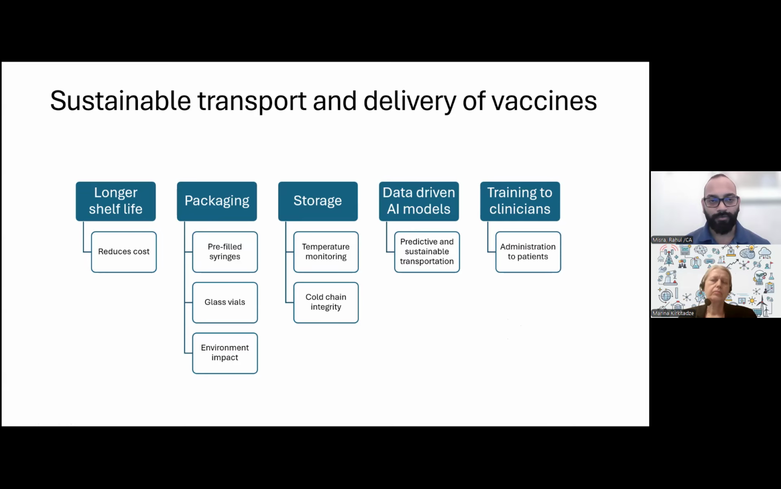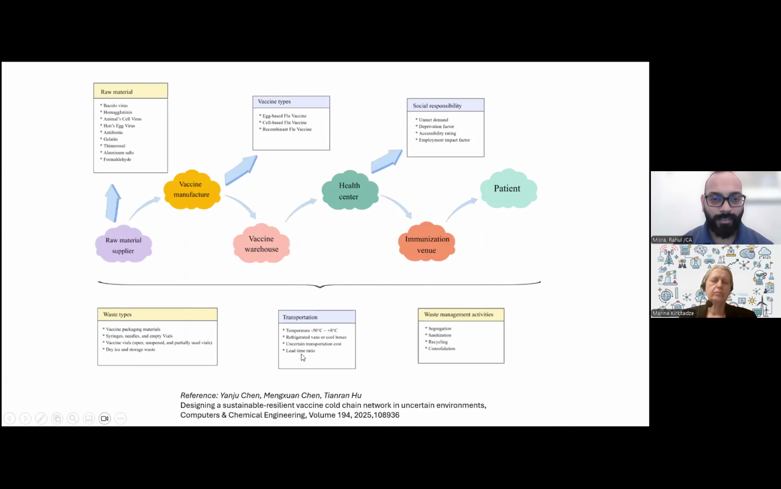So we're gonna go a little bit more in depth on this. I found this schematic from a paper by Chen et al., recently published last year in the Journal of Pharmaceutical Sciences. They show the different phases and the factors that are important in each phase of vaccine manufacturing. For example, first is the raw material supplier.